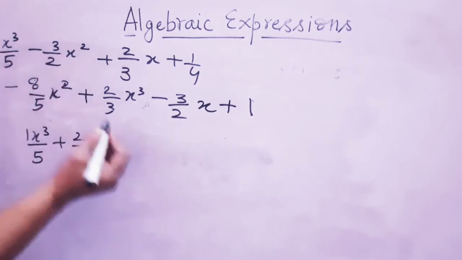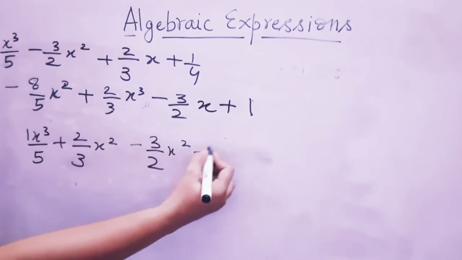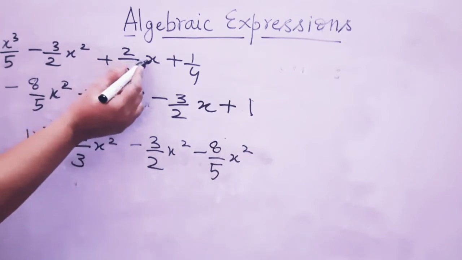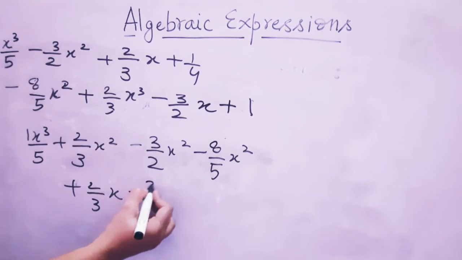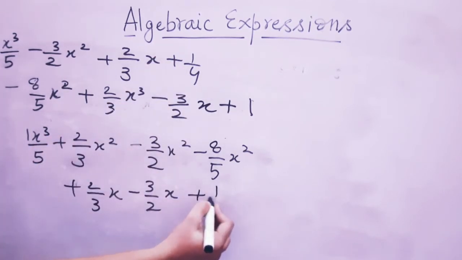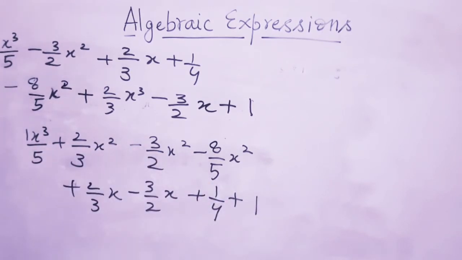Now coming to x square, minus 3 by 2 x square minus 8 upon 5 x square. Now coming to the x term, plus 2 by 3 x minus 3 by 2 x. Now coming to the constants, 1 upon 4 plus 1. So as you all can see, I have kept all the like terms together. I have collected all the like terms together. Now I am going to add them. Okay?